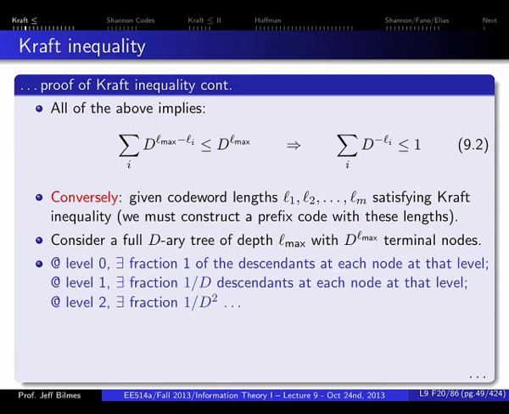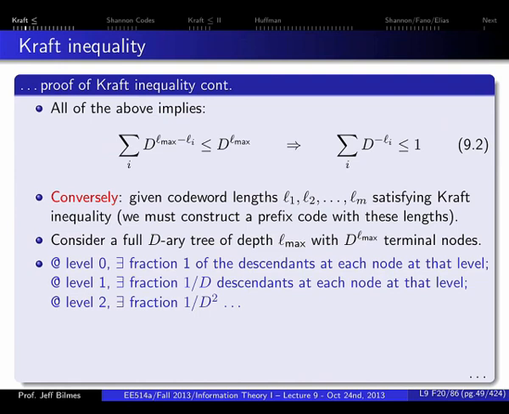And so when we think about the counting, if we look at it in terms of its fractional relationships, at level 0 of the tree, there exists a fraction 1 of the descendants at each node at that level. There's only one node at level 0, and it constitutes all of the descendants. At level 1, we branch, there's D children, and so each node corresponds to 1/D of the descendants of the node. And then at level 2, there's 1 over D squared of the nodes.